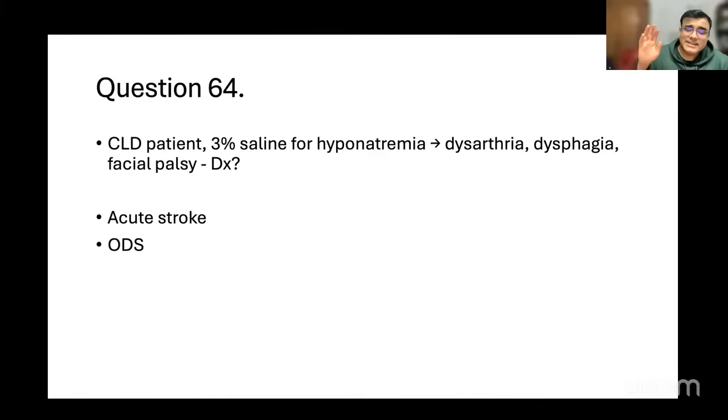And there is a waxing and waning scenario seen. They get better once you correct their sodium, and then they dip after a few days. So that kind of pattern is seen, and this would have been ODS. People are saying rifaximin plus lactulose would have been the correct option.